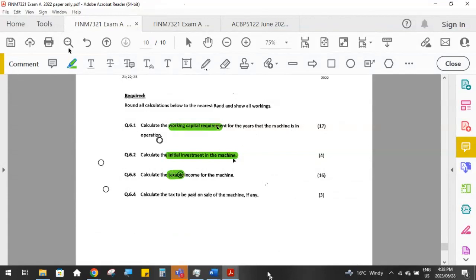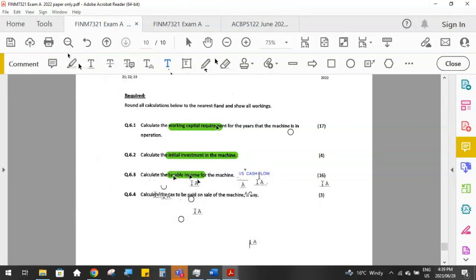Calculate the taxable income. So the taxable income for the machine, not cash flow. So remember, they could either ask you to calculate the annual cash flow from the machine, or they can ask you to calculate taxable income. So please make sure you know that they are 2 different things. Taxable income versus cash flow. And make sure you do the correct one. So you can't calculate cash flow without calculating taxable income first, because you need to calculate the annual tax to include in the cash flow.